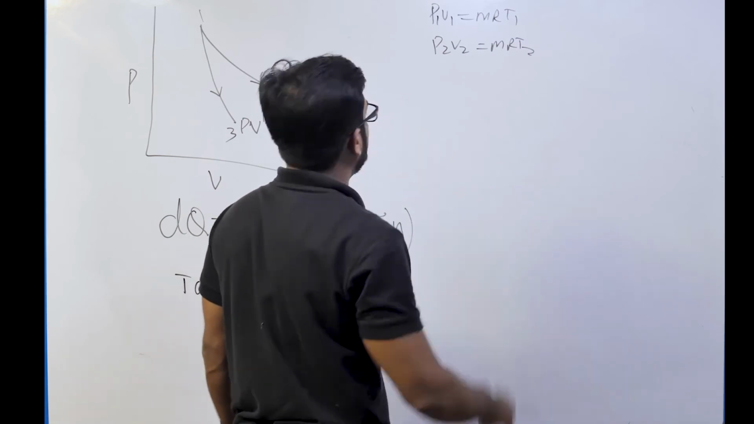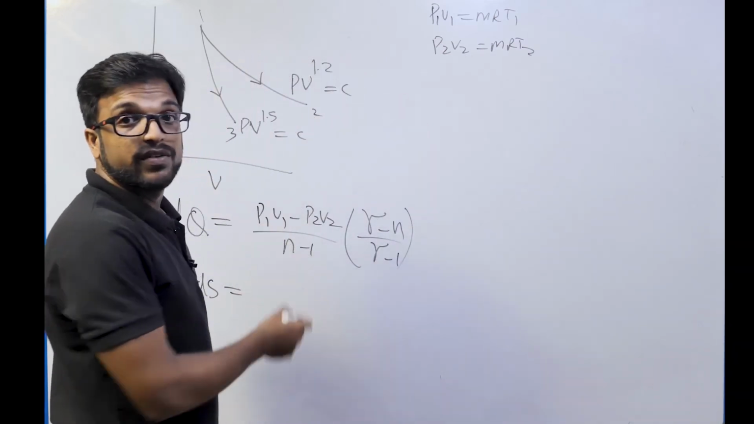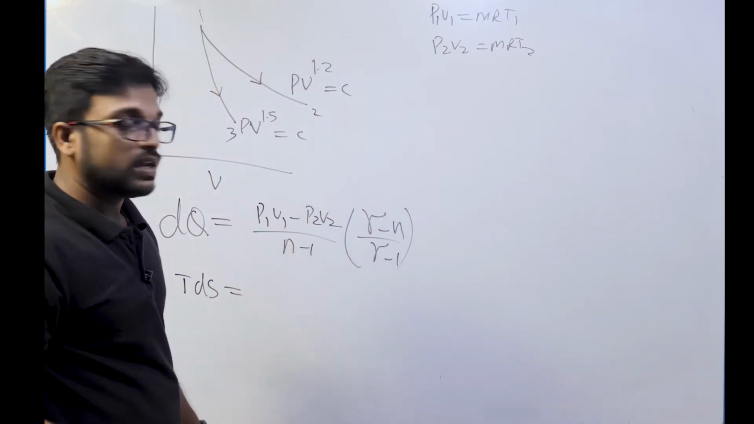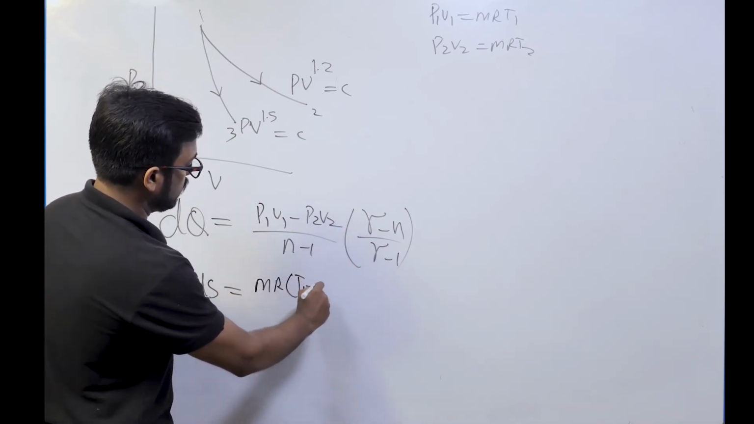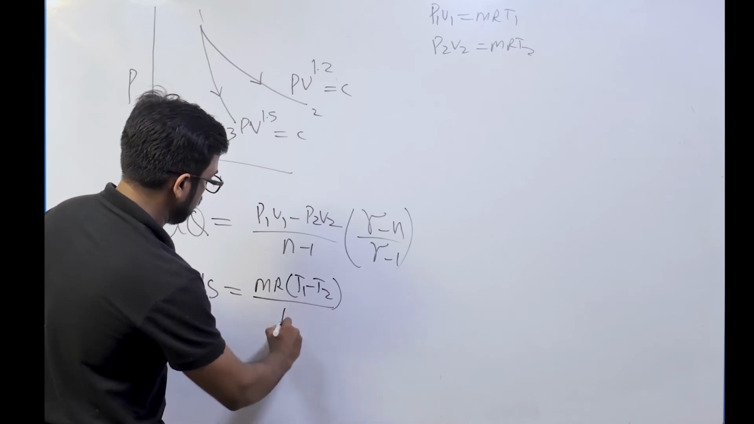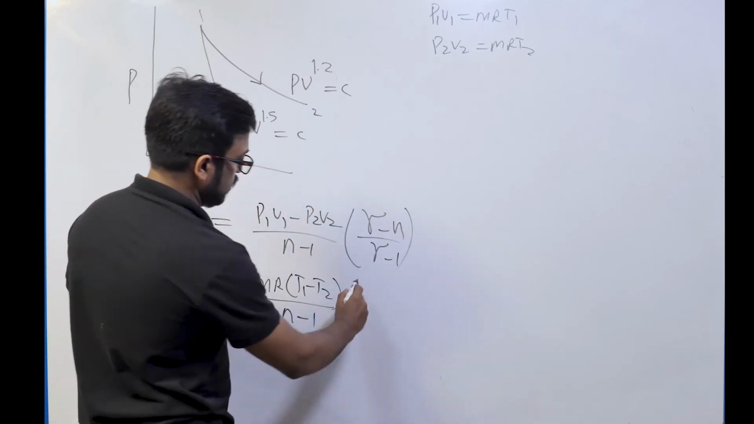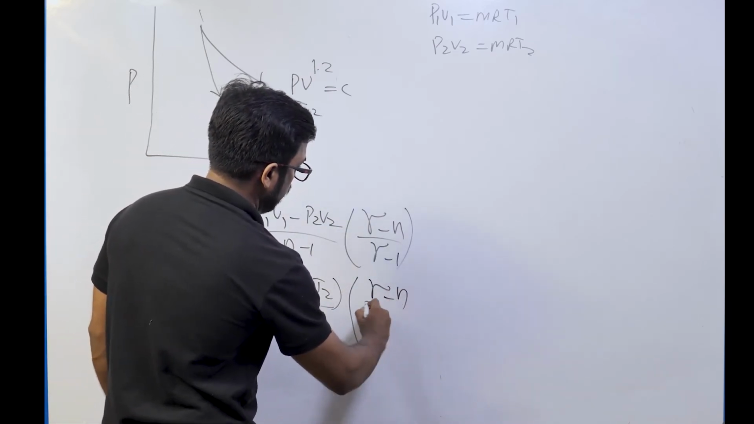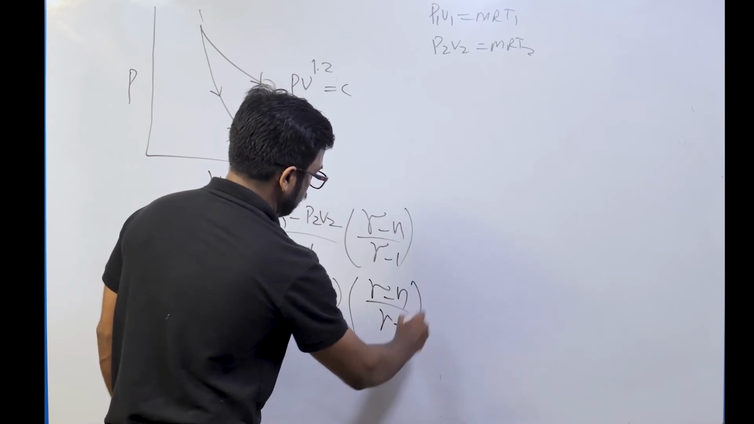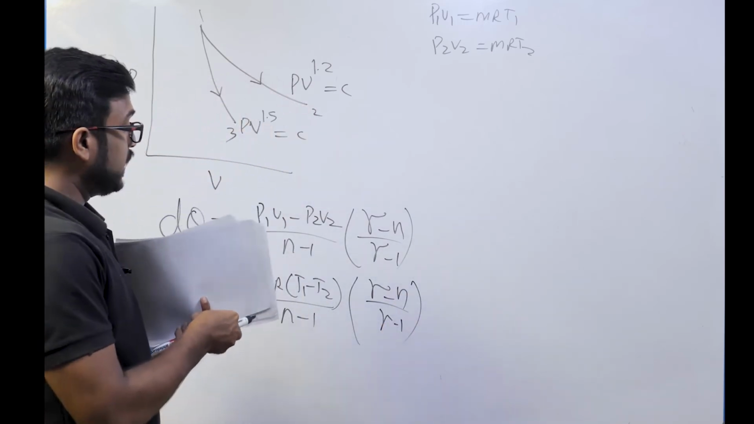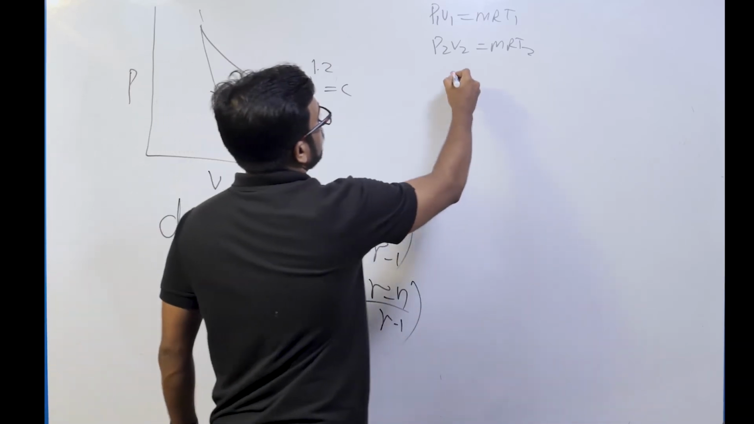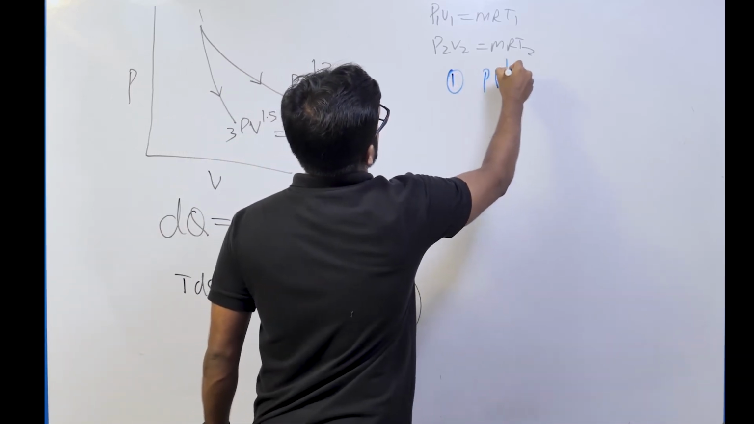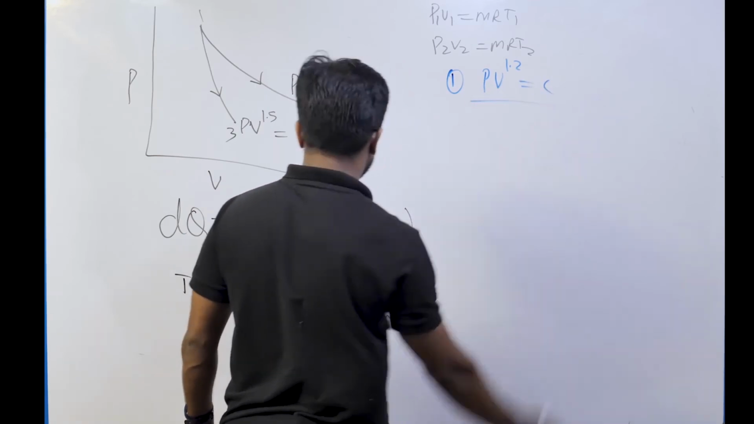m and R are constant here for a given process. m is constant, R is also constant. So I am taking mR outside, T1 minus T2 divided by n minus 1, and (gamma minus n) divided by (gamma minus 1). Now let's take each process, that is, first of all we will go for PV raised to 1.2 is constant and analyze this, okay.